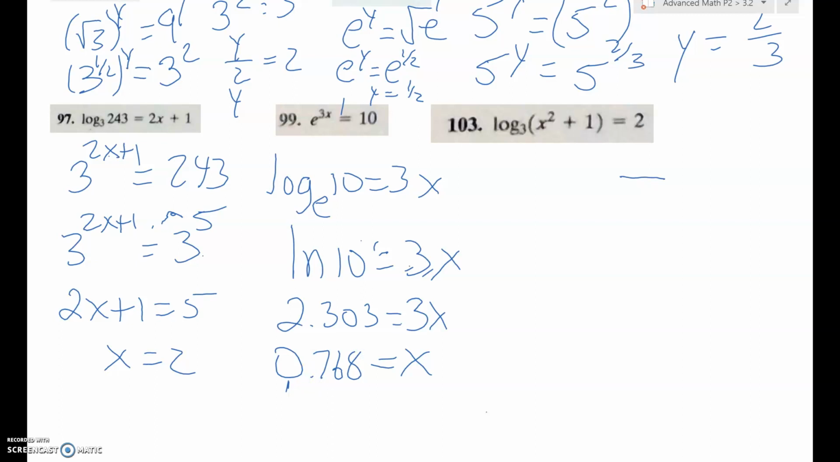Okay, so try that out. Change that to a logarithmic. Same thing with 101, 100, 101, and 102. All right. The last one I want to do off this worksheet is 103. Some other ones that are a little similar to this.